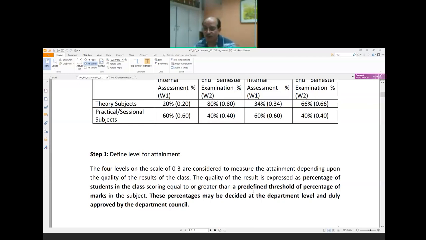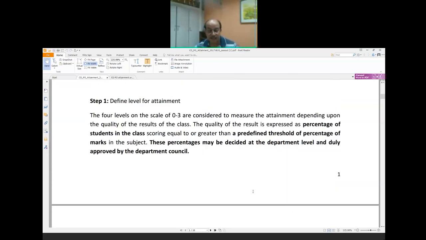So we define some sort of a threshold. Let's say only 10% of the students are scoring more than 50% of the marks. That means the teacher couldn't do much there. In case most of my students are scoring less than 55 or so, this is what we have to define: a predefined threshold of percentage of marks. This percentage may be decided at the department level and duly approved by the department council.